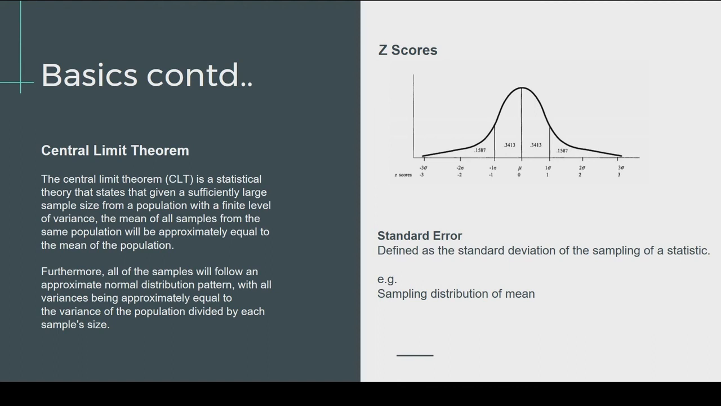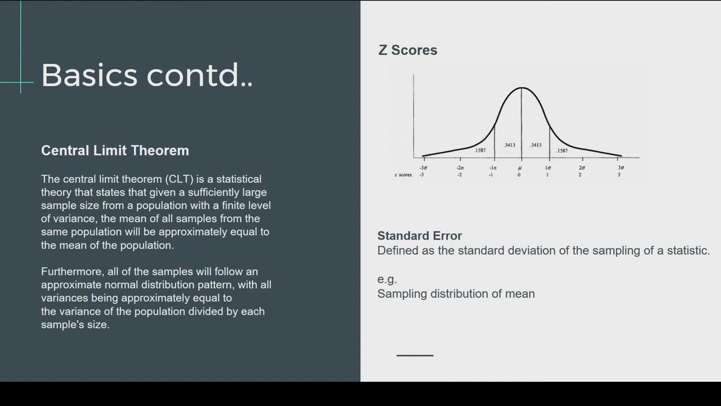So instead of going ahead and calculating the mean for the entire population, which is not possible, you have a sample and you calculate the mean of the sample, which helps you understand that this is really close to the mean of the population. And also, samples will follow an approximate normal distribution pattern, with the variance being approximately equal to the variance of the population divided by the sample size.